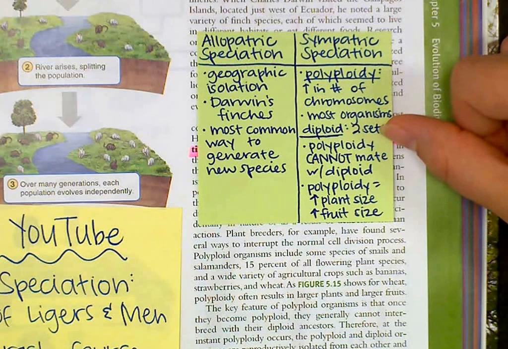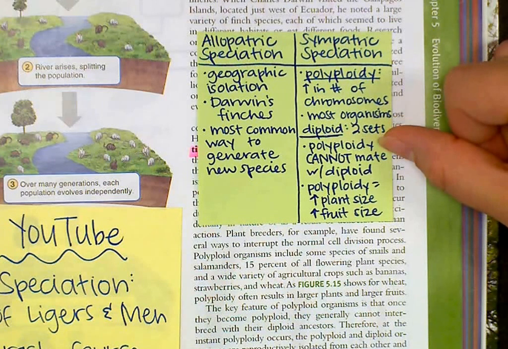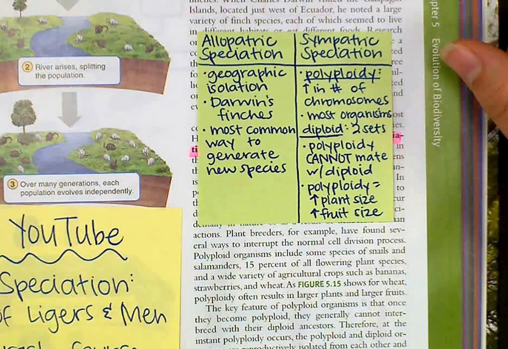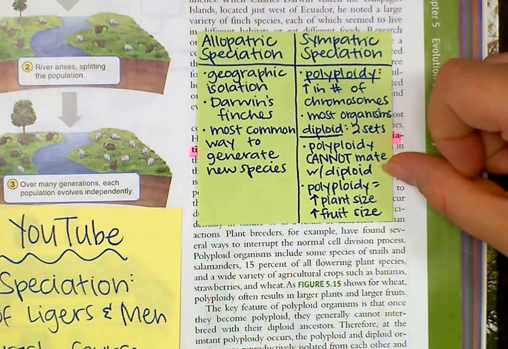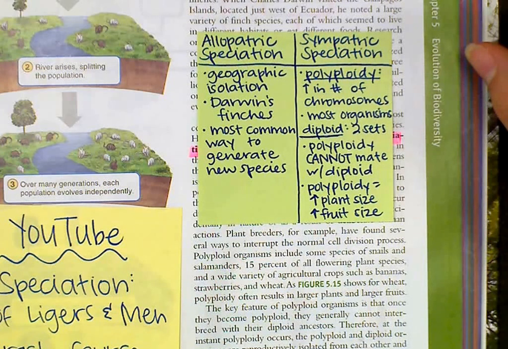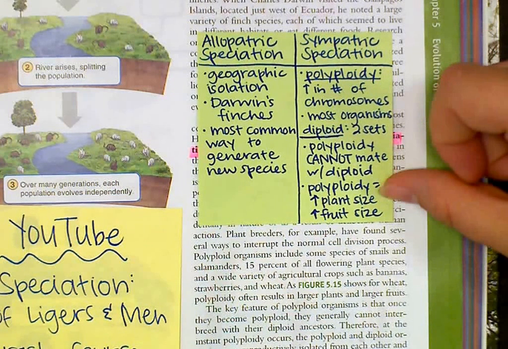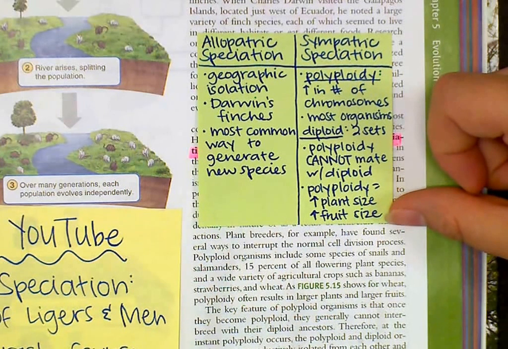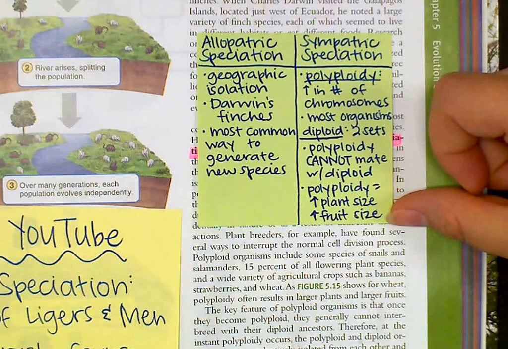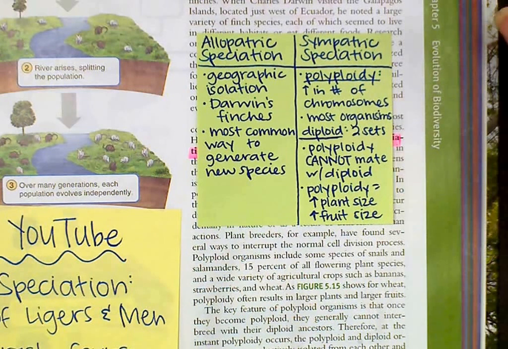Now, polyploid organisms, like let's say you have 3 chromosomes all through your whole genome, it's not 1 or 2, it's all of them have 3 or all of them have 4, they cannot mate with diploids, okay? Now, this mostly happens in plants. It usually increases the plant size and increases the fruit size. And so normally we do that on purpose.